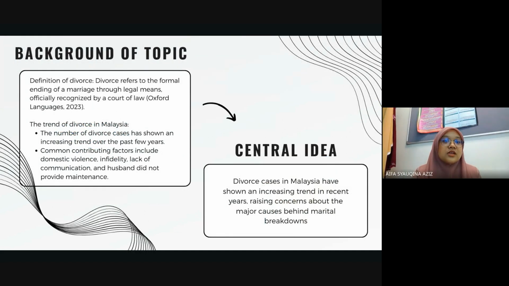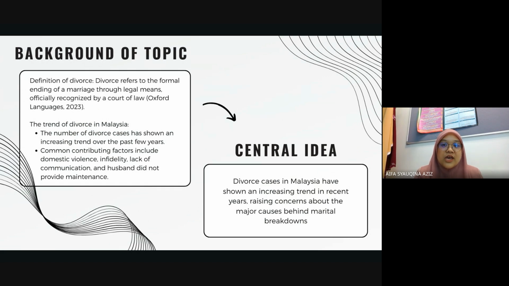Next, I will present our background of topic. Let's begin by understanding what divorce means. Divorce refers to the formal ending of a marriage through legal means, officially recognized by a court of law. According to Oxford Language 2023, it marks the legal dissolution of a marital relationship.